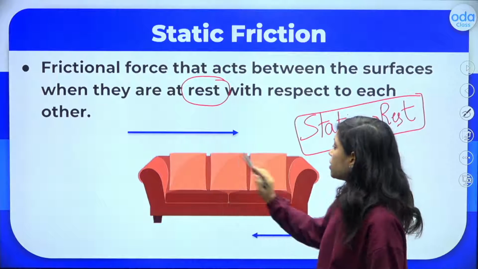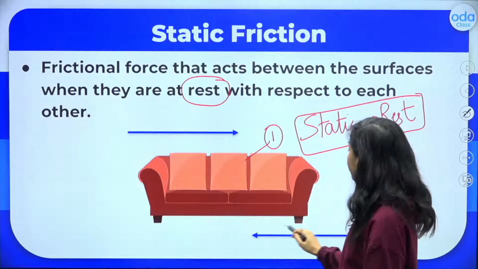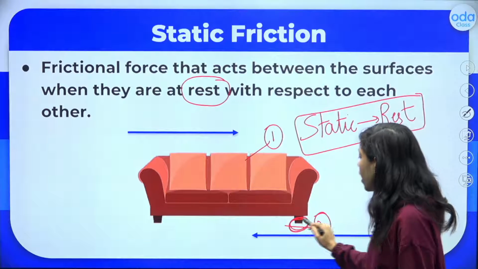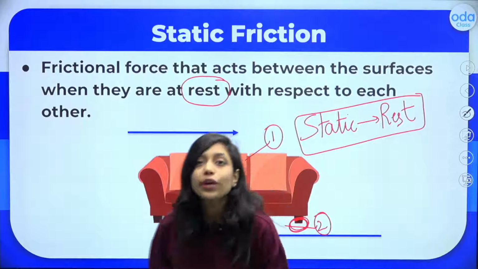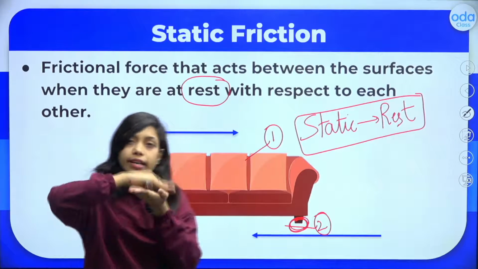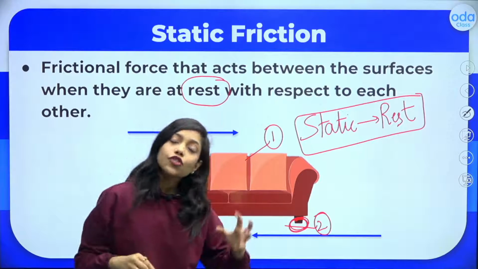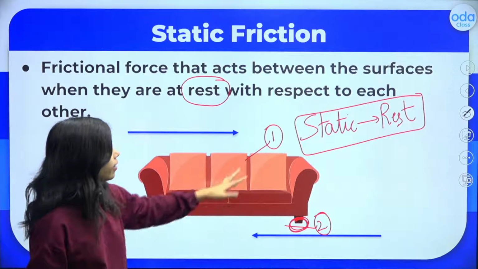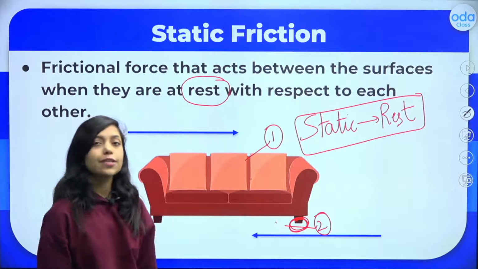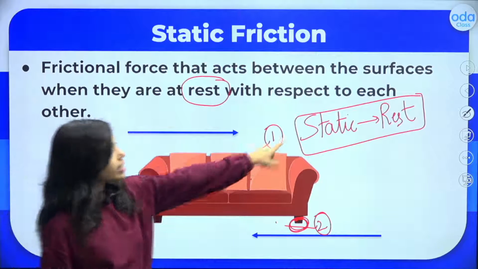For example, this is a sofa. This is object number 1 or surface number 1, and the floor is surface number 2, right? There is friction between the sofa and the floor, but both are not moving at all. The sofa is not moving and the floor is not moving. Both are at rest. They are in contact, but there is friction between them. So here we have static friction. Is it clear? Static is nothing but rest.